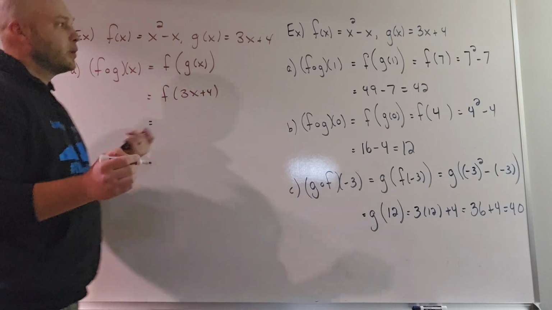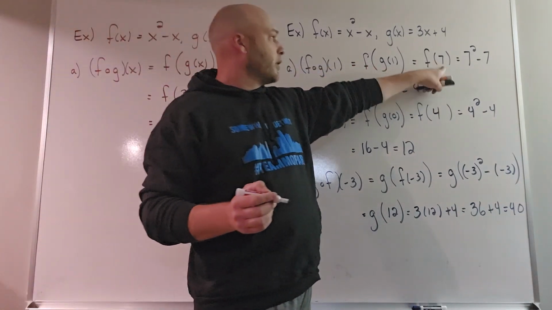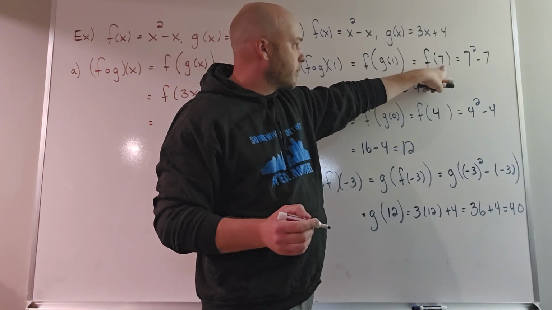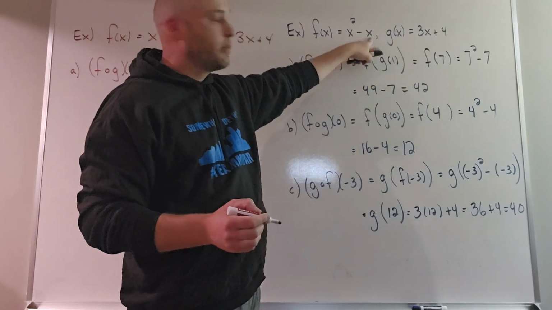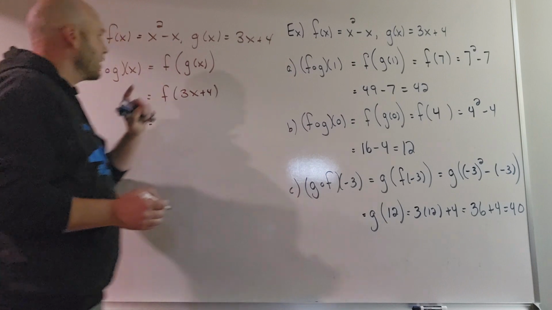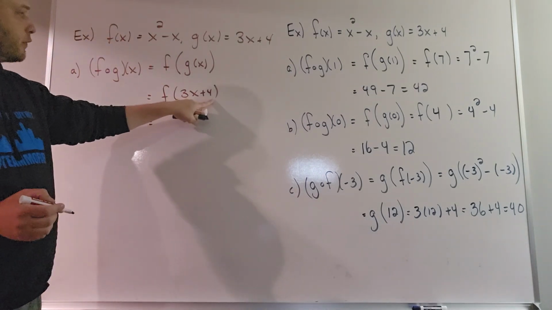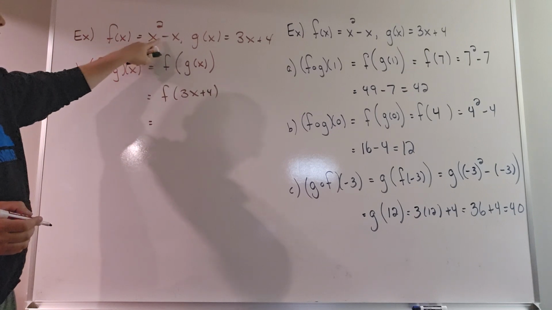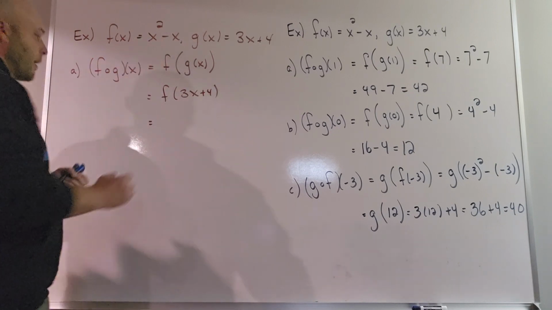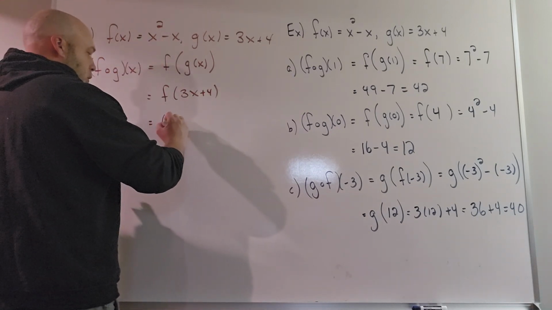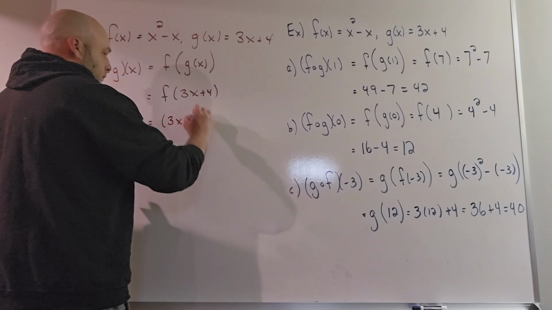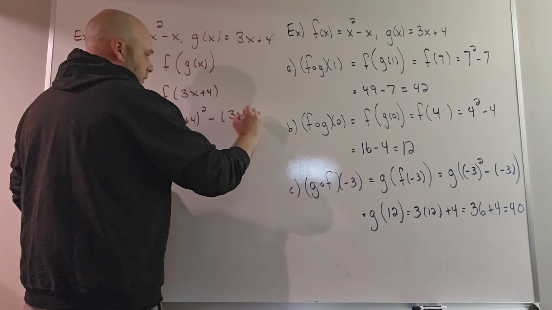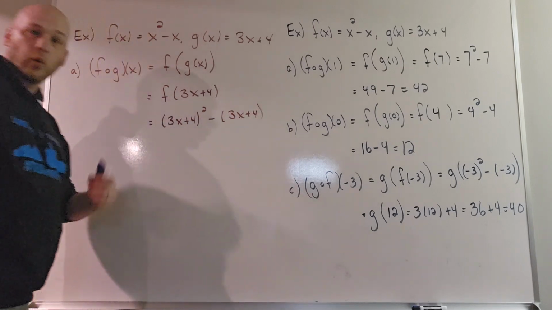All right, what did we do with that 7? Well, this is familiar. To evaluate a function value, I just take this as my input, and I plug it into each input location. We'll do the same thing here. I'll take 3x plus 4, that's my input. Well, what does f do? It squares the input and then subtracts the input. That means I'm going to have 3x plus 4 squared minus 3x plus 4.